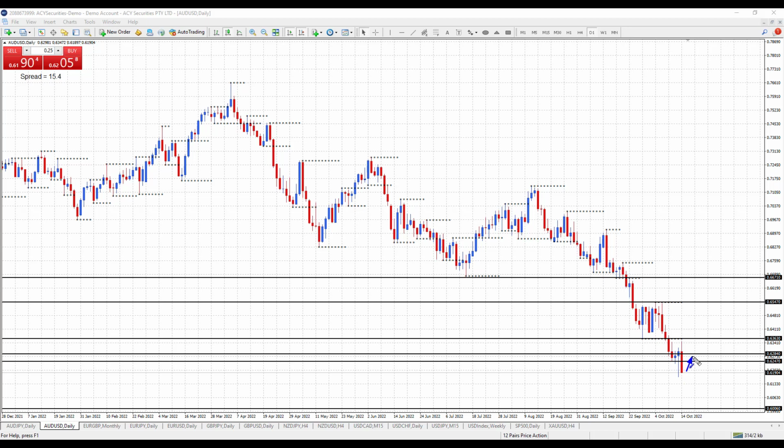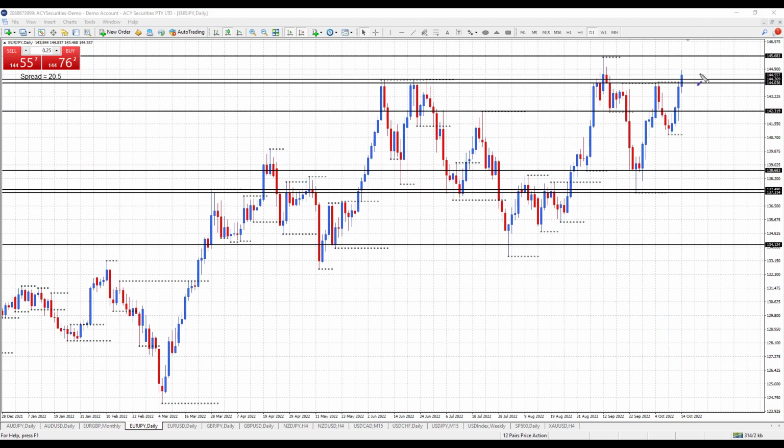Do they hold for a move down to challenge 60.06? Not sure whether we can get down there next week, but there's every possibility. I mean, we had a very negative day Friday. Two more negative days exactly like that, we will definitely test 60.06. So a continued downtrend there on the Aussie dollar at the moment.